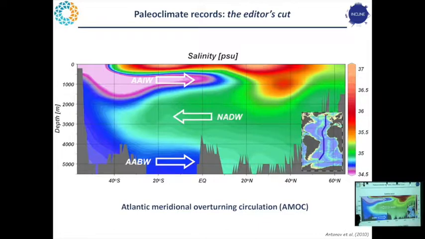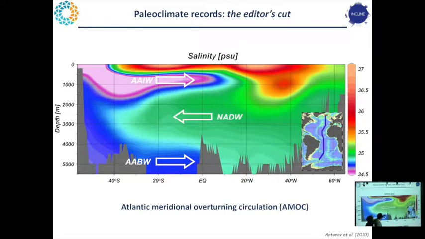So here we have a north-south transect for the uppermost 5,000 meters of the water column in the Atlantic, for salinity. Okay? Salinity values, this is the scale. And we see low salinity waters called AAIW, Antarctic intermediate water, flowing to the north. Beneath it, we see North Atlantic deep water flowing to the south. And at the bottom of the ocean in the Atlantic, we have Antarctic bottom water flowing to the north.